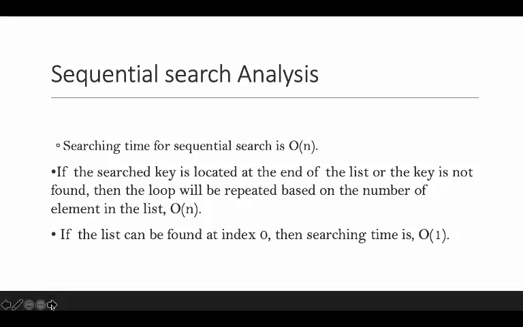If the key can be found at index 0, then the searching time is order of 1, because only one comparison is performed and a match is found. So if there are n elements and the key item is at the end of the list, or the key item is not available in the list, then it takes n comparisons. So the searching time for sequential search is order of n.